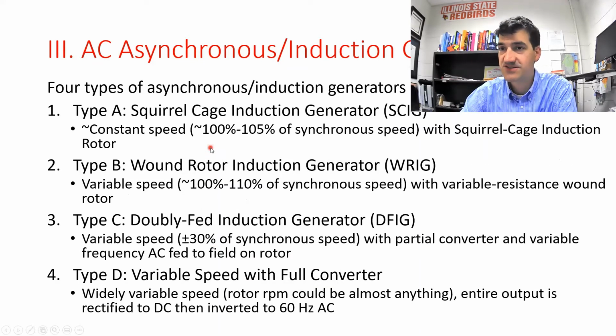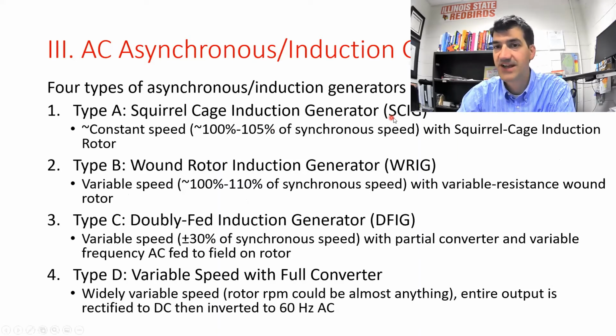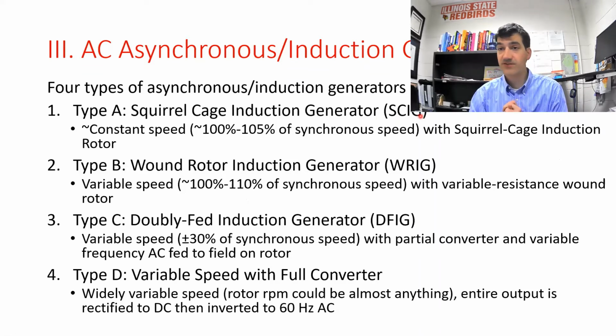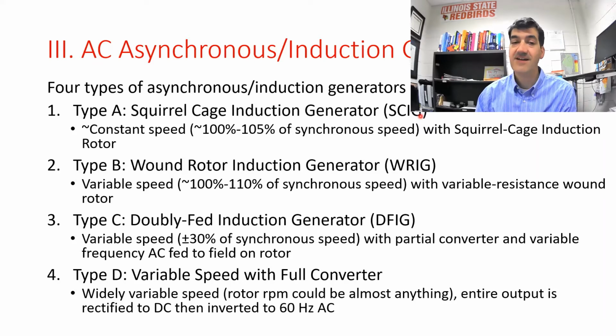So what we have just described is something called a squirrel cage induction generator. Sometimes you'll see it abbreviated SCIG. So we're going to talk about 4 different kinds of asynchronous or induction generators. They're all kind of along those same lines that I just described. But the one that I was just describing in detail on the previous slide, that is a squirrel cage induction generator.